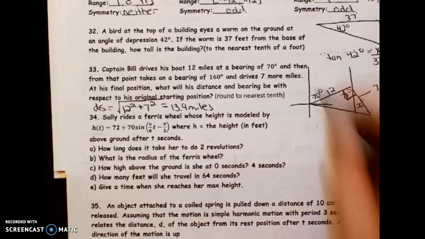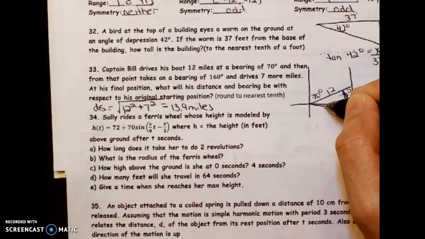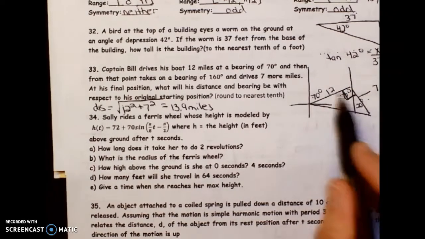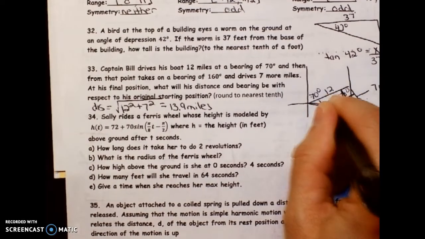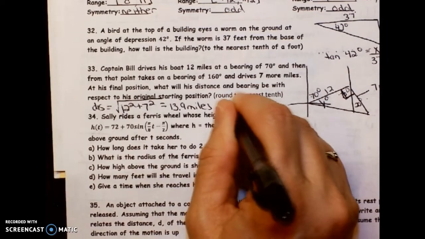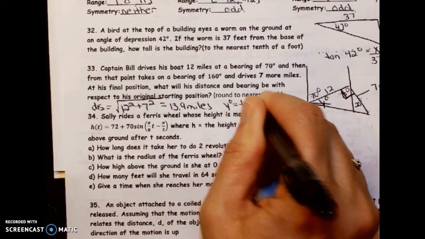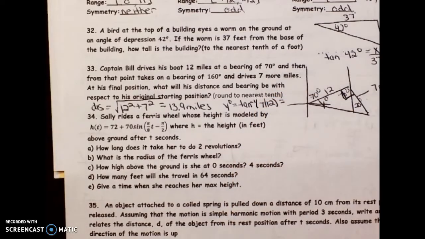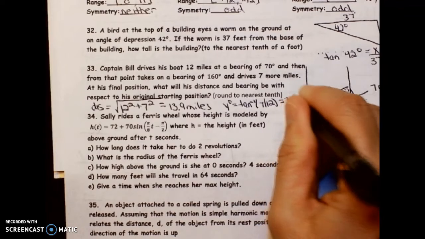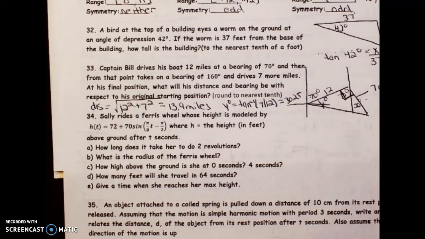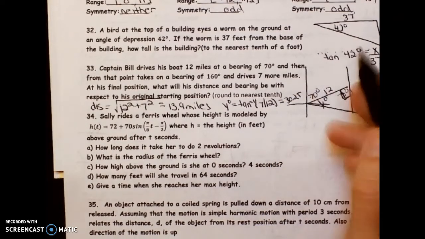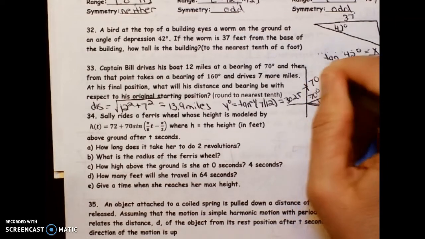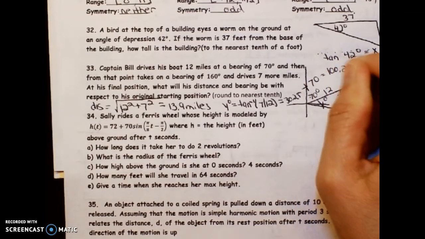Second thing, I want to know this total angle in here for my bearing. Well, I know that's 70. What I don't know right now is this angle. Notice you have opposite over adjacent. I'm going to label this angle to be y. So angle y would be equal to inverse tan of 7 divided by 12, which is equal to 30.25. But that's this angle in here. I eventually have to add on this 70, and I end up with 100.25 degrees.